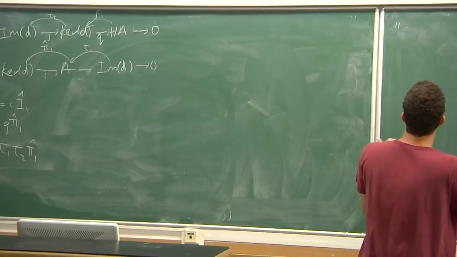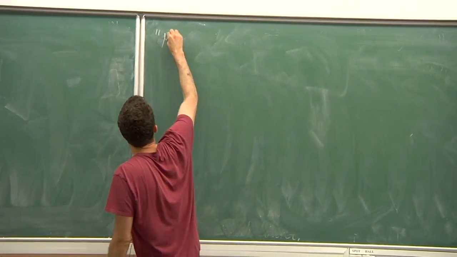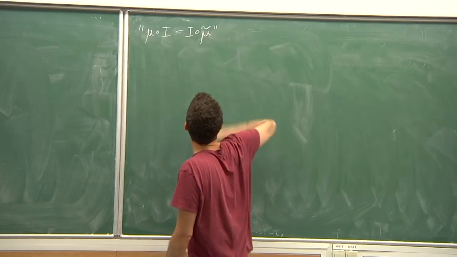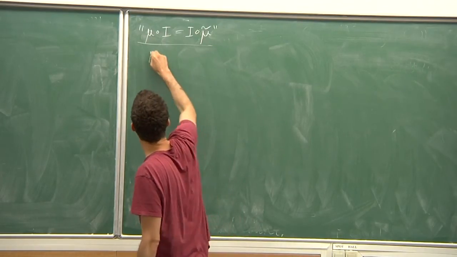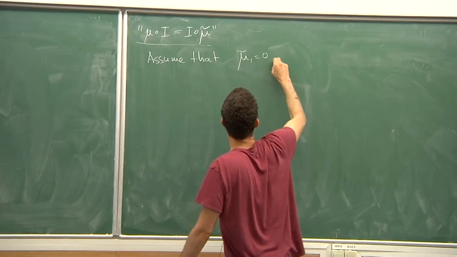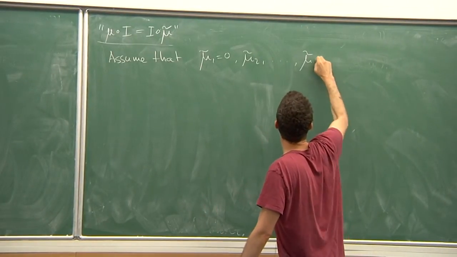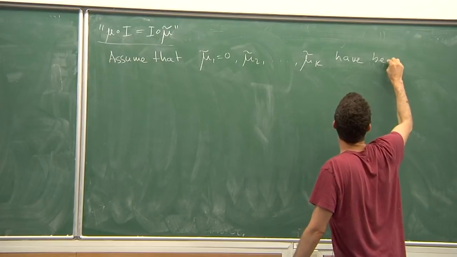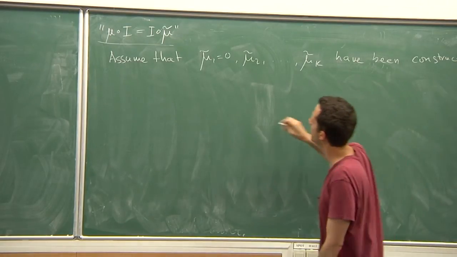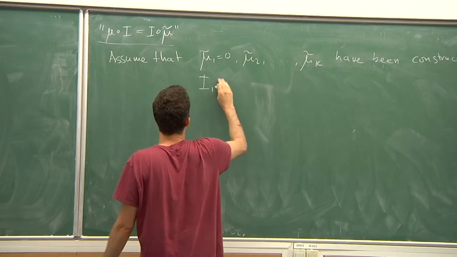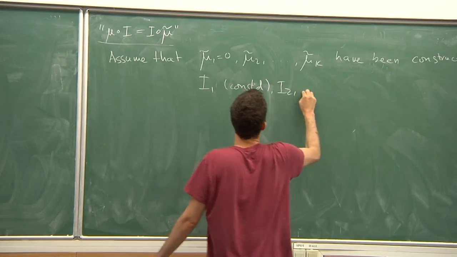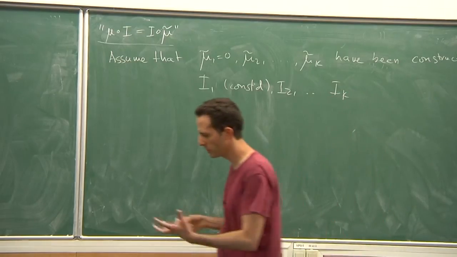We want to write the morphism relation, which says basically that mu composed with I is equal to I composed with mu tilde. Let's assume that mu tilde 1 is equal to 0, and mu tilde 2 through mu tilde k have been constructed, and we'll construct mu tilde k plus 1. Similarly, I'm going to assume that I1, which is given, and I2 through Ik are also given. Now we want to construct the next term.